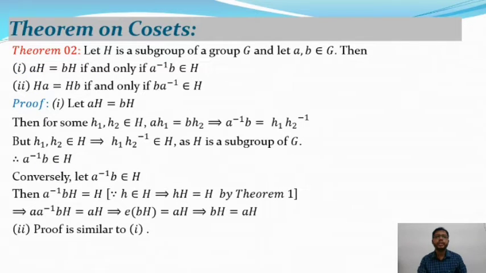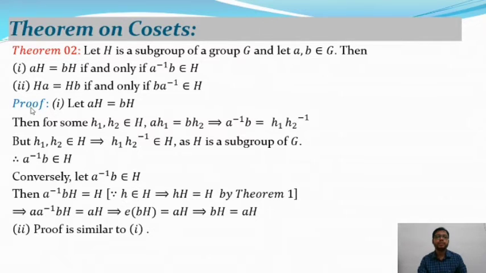After that we will take the second theorem on coset. So here is the theorem. Let H be a subgroup of a group G, and let a and b be two elements of G. Then a into H is equal to b into H if and only if a inverse b belongs to H. And the second one, H into a is equal to H into b if and only if b a inverse belongs to H, where H is a subgroup of G and a, b are two elements in G.